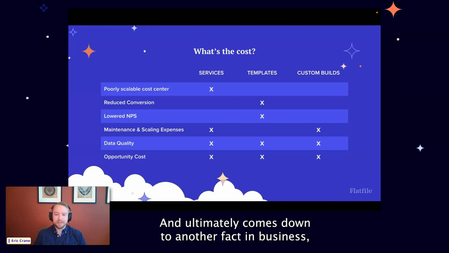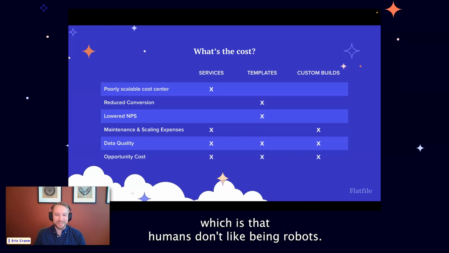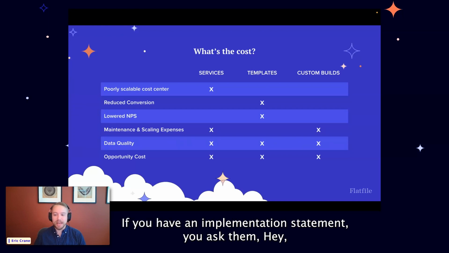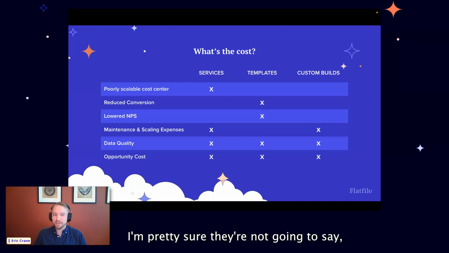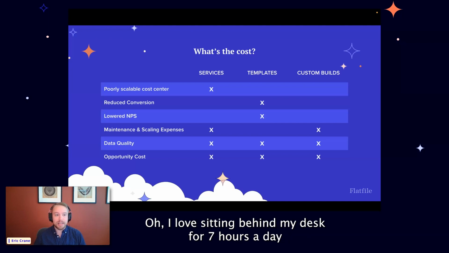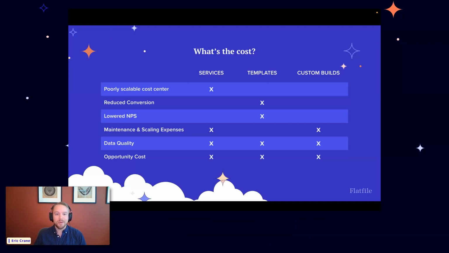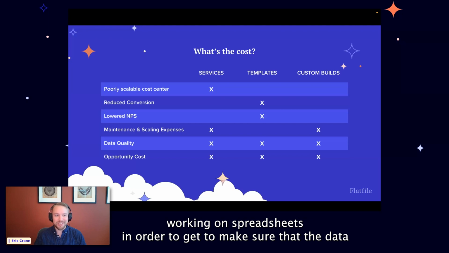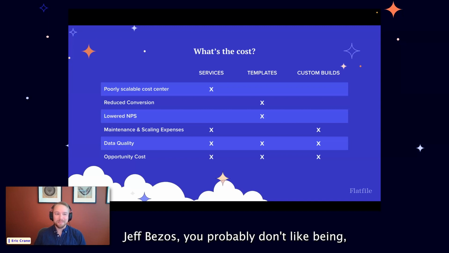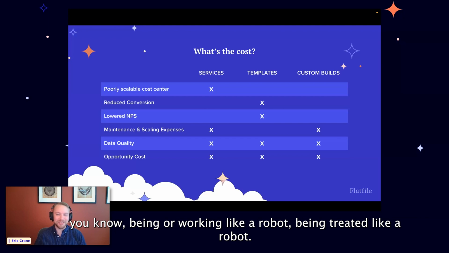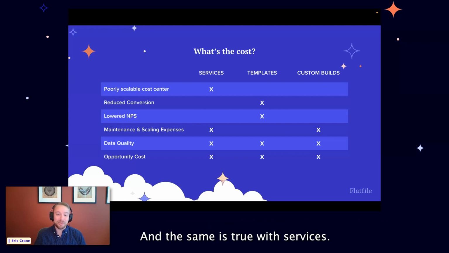It ultimately comes down to another fact in your business, which is that humans don't like being robots. If you have an implementations team and you ask them, hey, what are the things that you like doing with customers? I'm pretty sure they're not going to say, oh, I love sitting behind my desk for 7 hours a day working on spreadsheets in order to make sure that the data gets into the system. Unless you're Jeff Bezos, you probably don't like being or working like a robot or being treated like a robot. And the same is true with services.